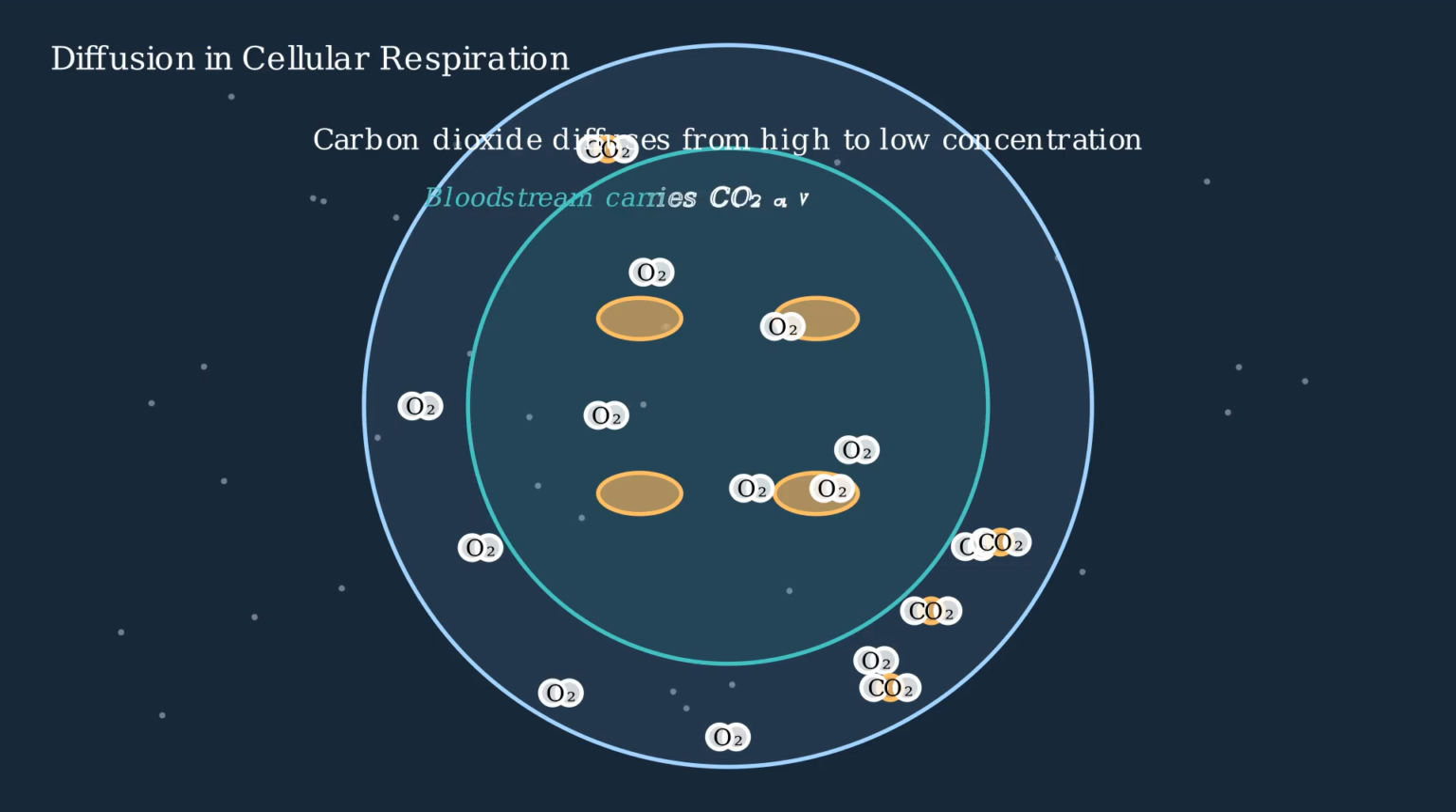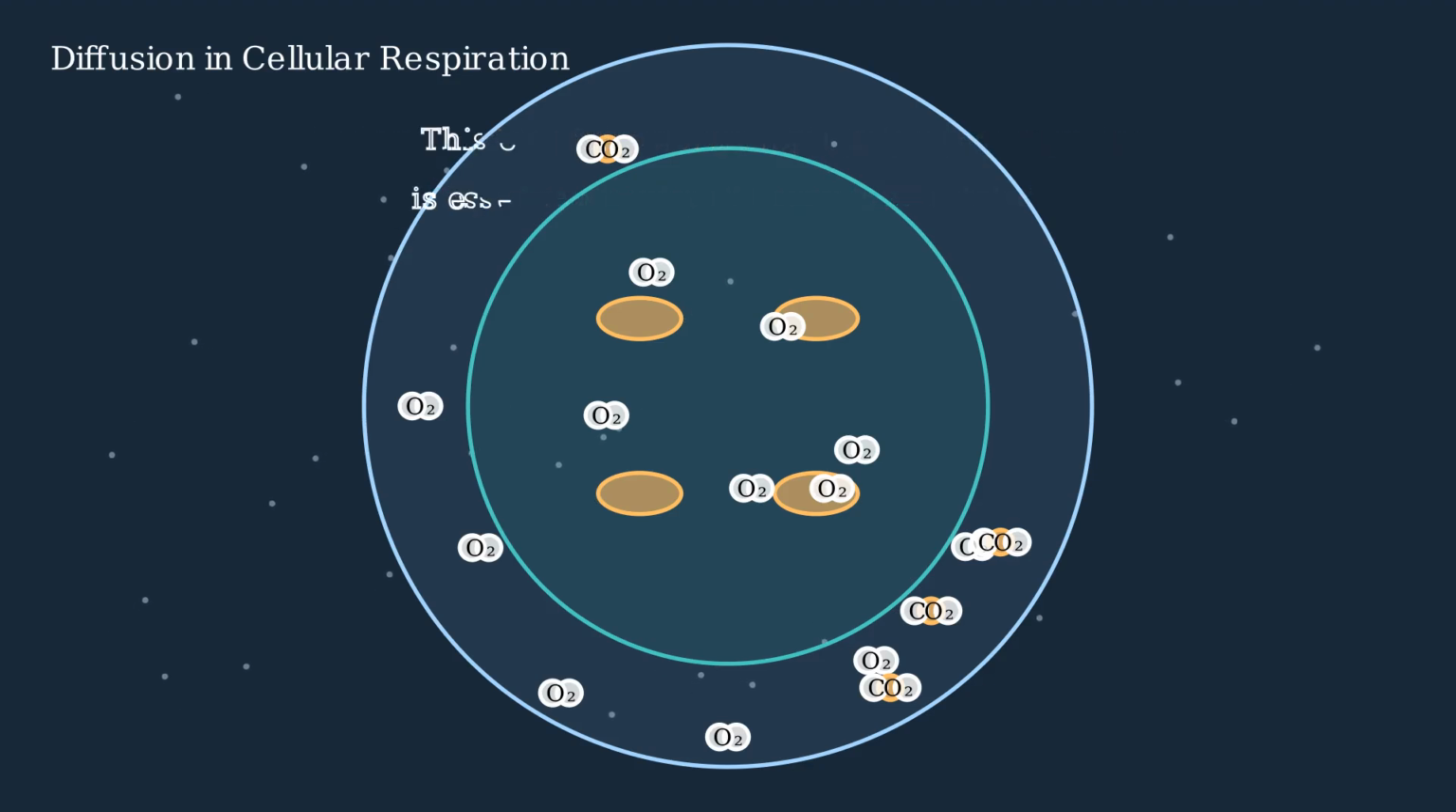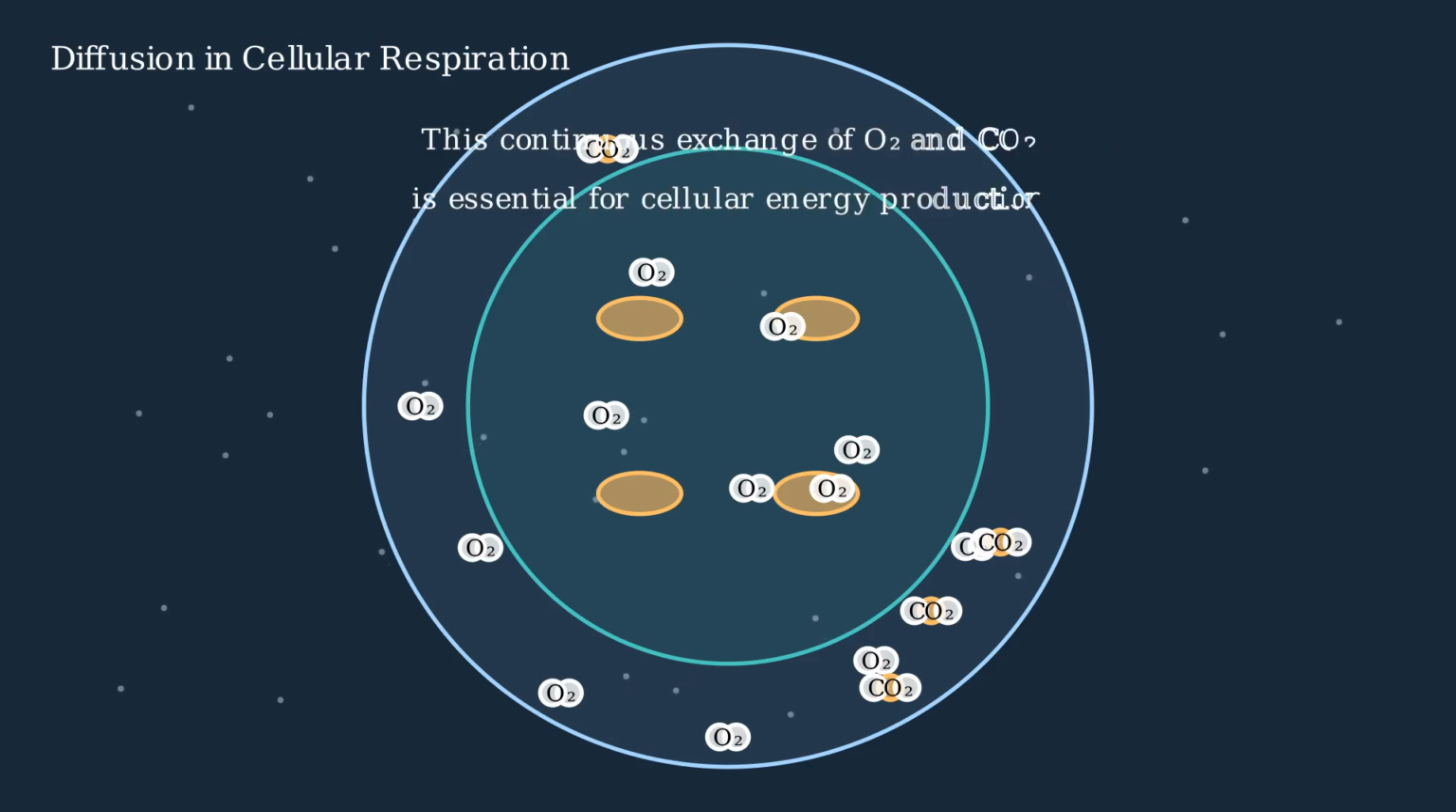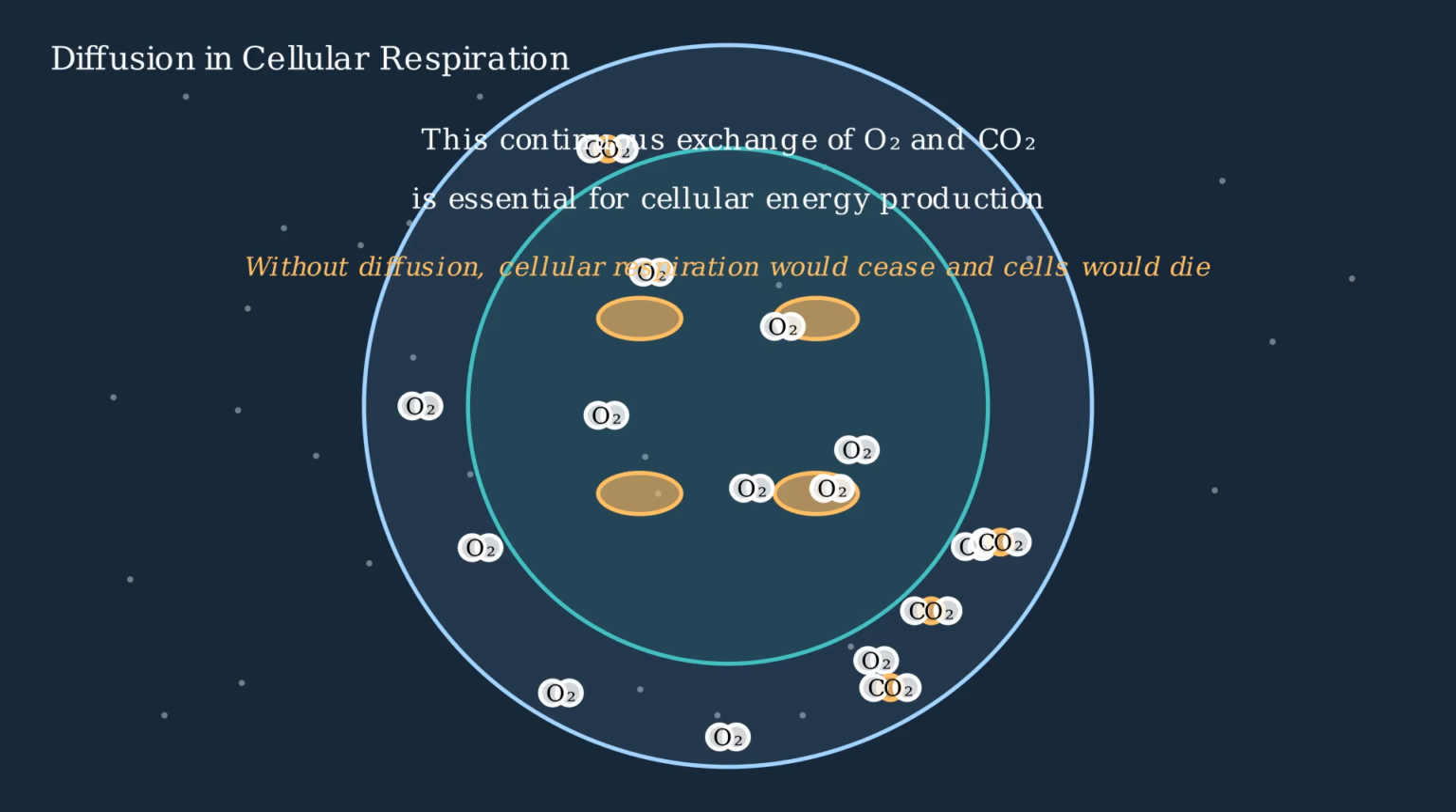The bloodstream carries away this carbon dioxide, which is eventually exhaled through the lungs. This continuous exchange of oxygen and carbon dioxide through diffusion is essential for sustaining cellular energy production. Without this diffusion-driven gas exchange, cellular respiration would cease, and cells would rapidly die from energy depletion and waste buildup.